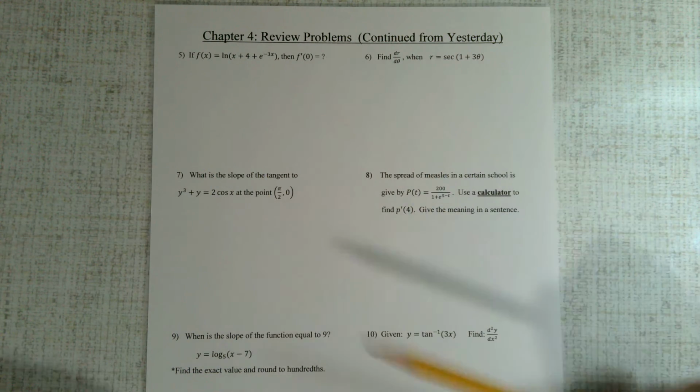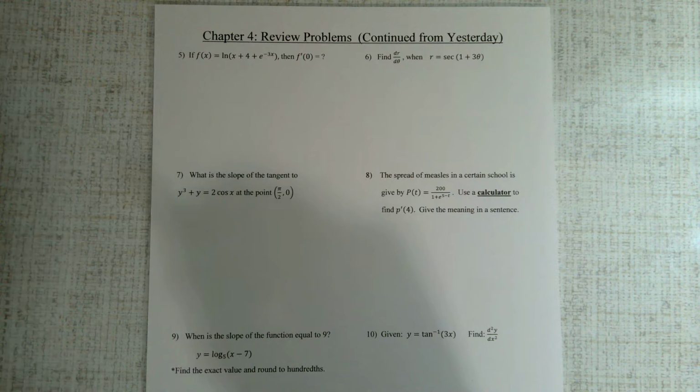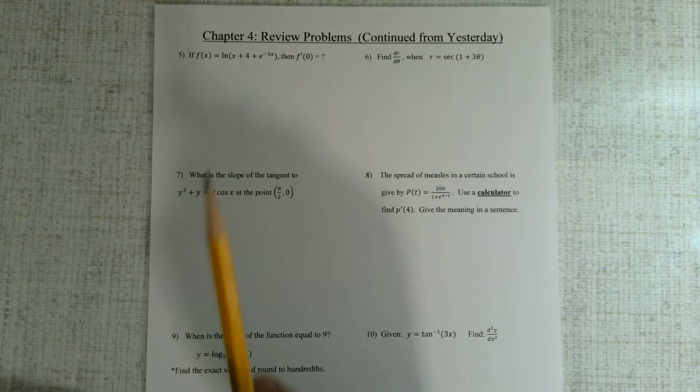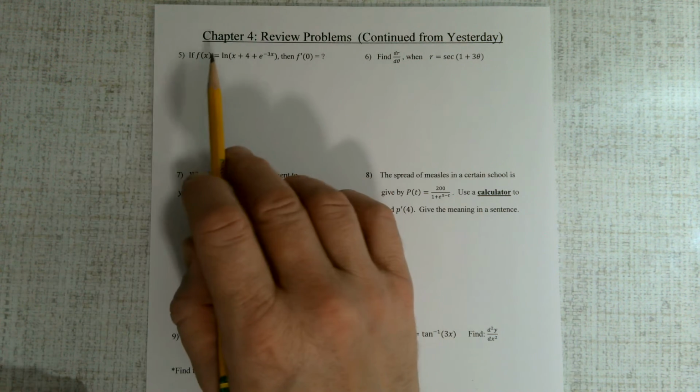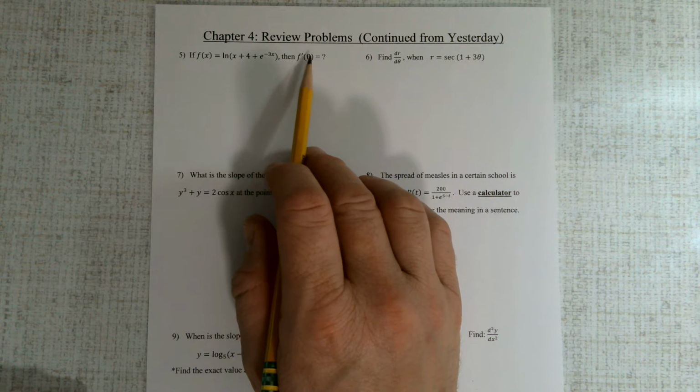We're doing problems 5 through 10. I'm not going to give you the answers here, but I am going to get you started on all of them. Alright, number 5 says we have a function and we want to find the derivative's value at 0.